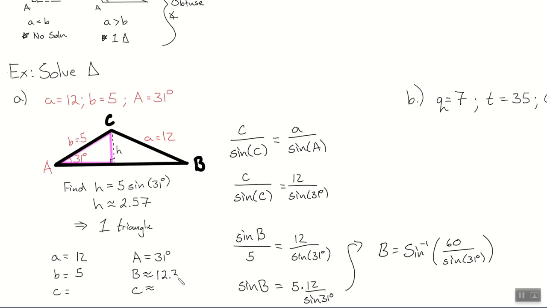12.39. Can you give me a couple more? 15. Thank you. Okay. I think I can get angle C now. 31 plus 12.3915 is 43.3915. And I'm going to subtract that from 180. It must be 136 point something.